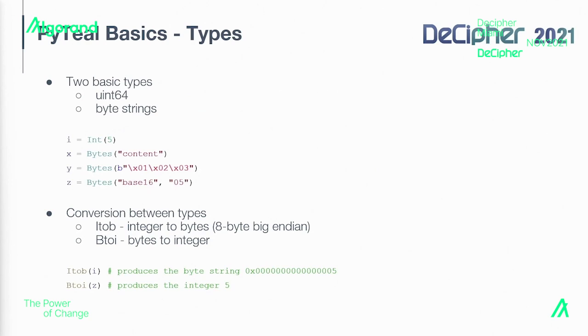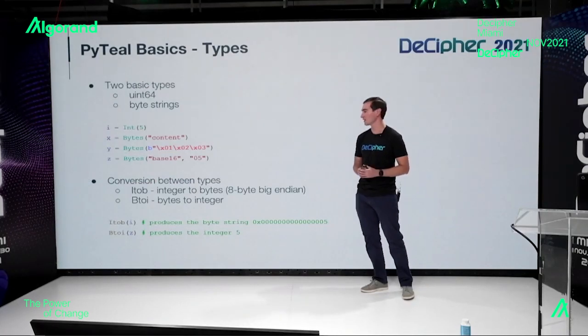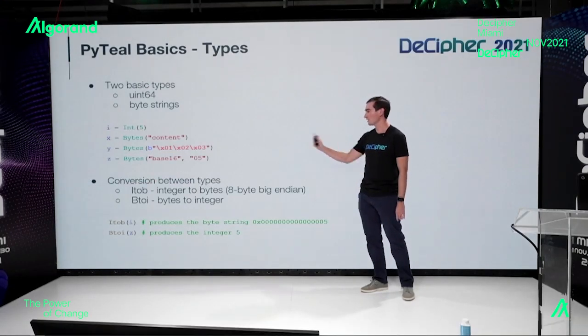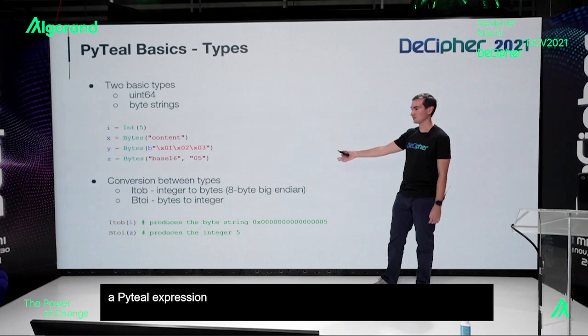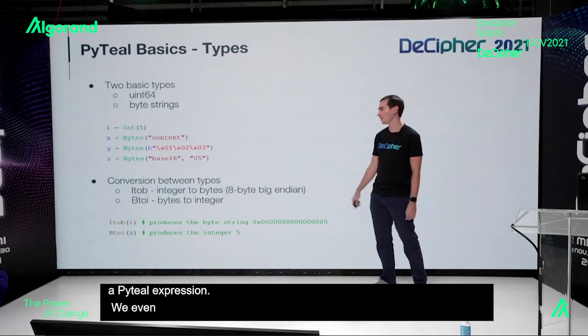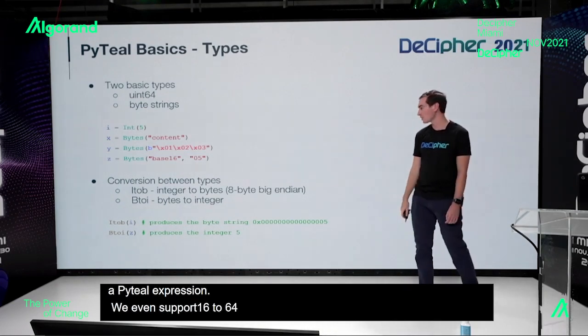So to start, PyTeal is pretty simple. There are only two types. You've got unsigned 64-bit integers, and you have byte strings. So here are a few examples. You create them by wrapping them in Int and Bytes objects, which are specific to PyTeal. So you can put integers in, wrap them in Int, and then you'll get a PyTeal expression that represents that value. Same thing for bytes. You can pass in a string or a byte array. We even support base 16, 32, and 64. So you just pass those right in there, and now you have these constants that you can reference in your PyTeal program.